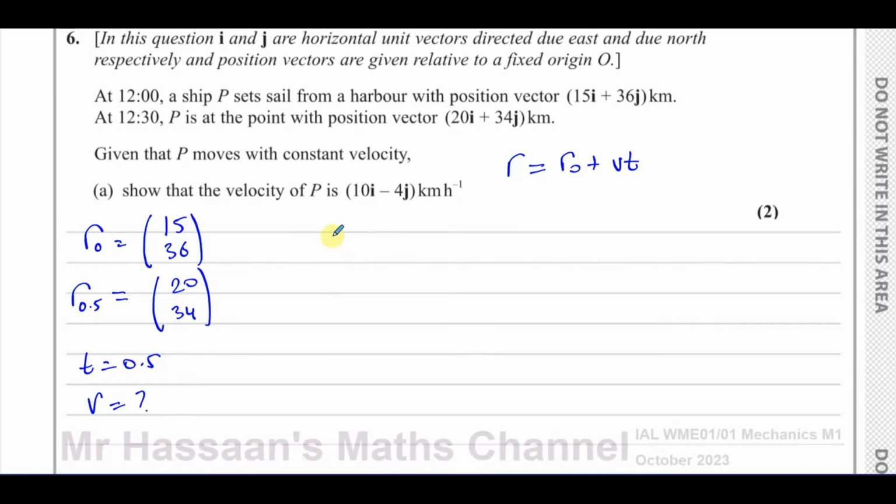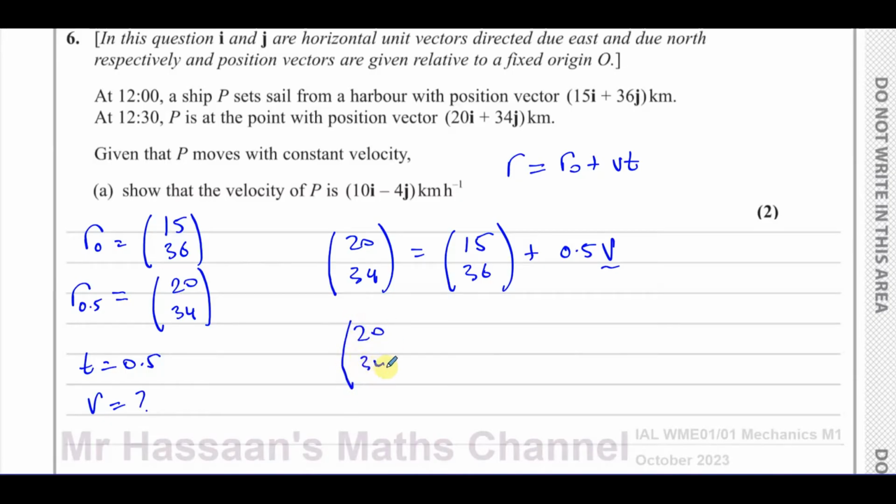So if I just replace everything in this formula, you have R, which is where we are after half an hour, which is (20, 34), equals R0, which is the place where we started from, which is (15, 36), plus V times T, so it's plus 0.5 times the vector V, and that's what we have to find. So if we rearrange this, we have (20, 34) minus (15, 36) equals 0.5 V.